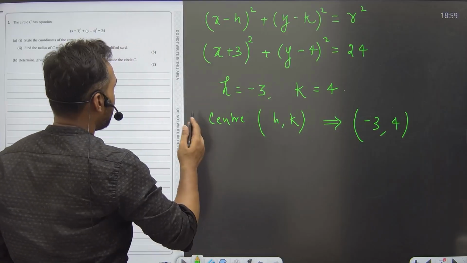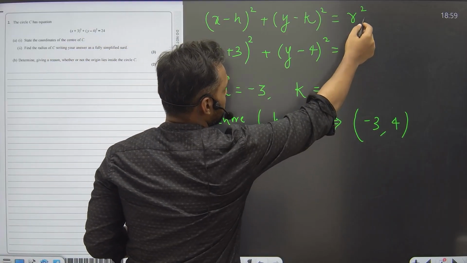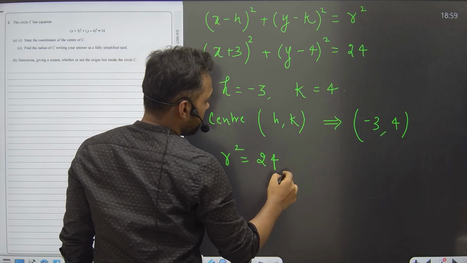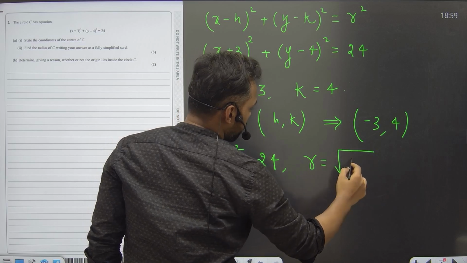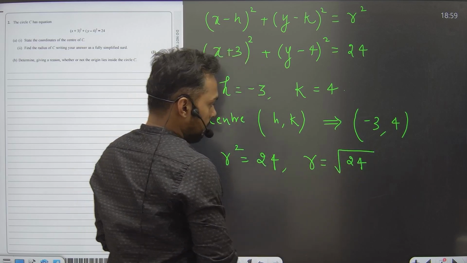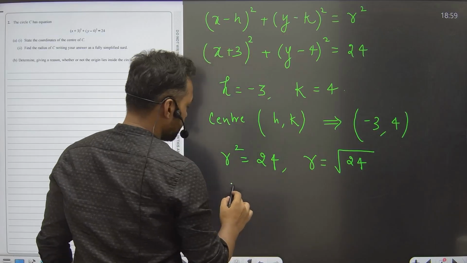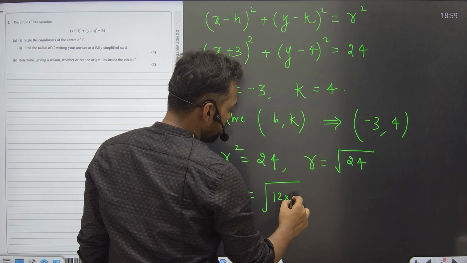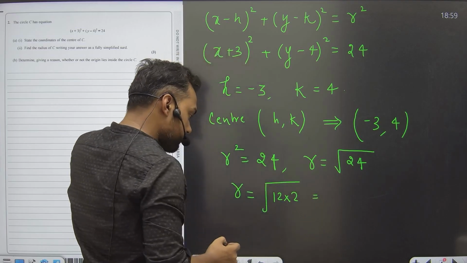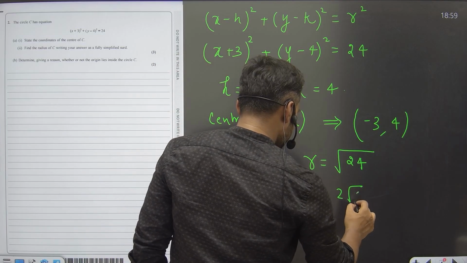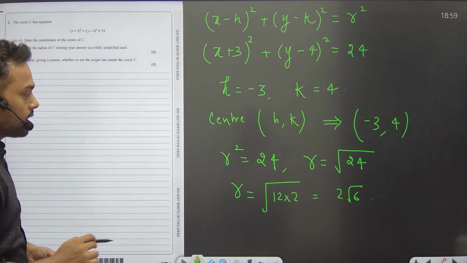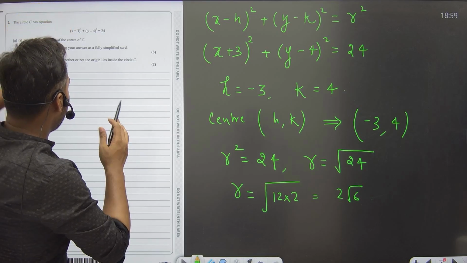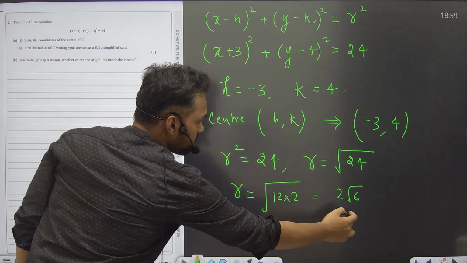Now, if I talk about the radius part, if we compare the radius part, r squared equals 24. That means r will be equal to the square root of 24. This could be written as root of 12 times 2, and this could be written as 2 root 6. So the radius of this particular equation of the circle which we have been provided will be 2 root 6.